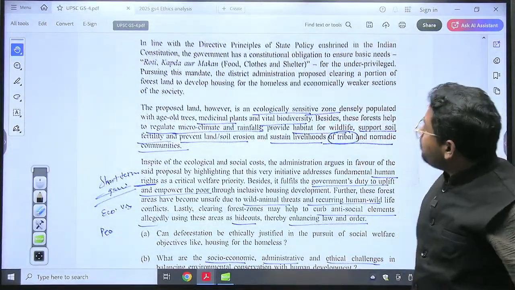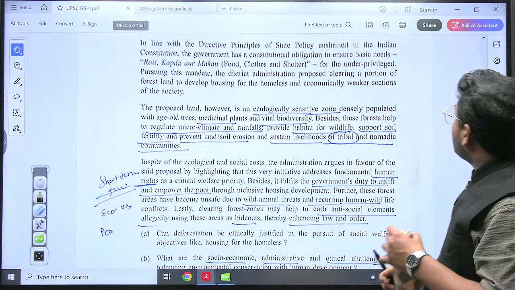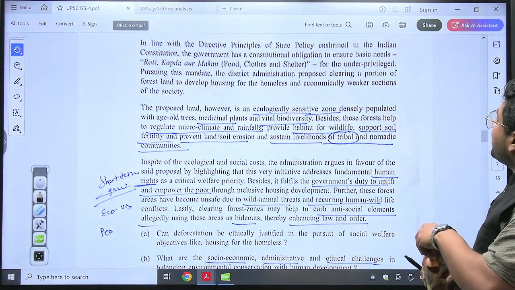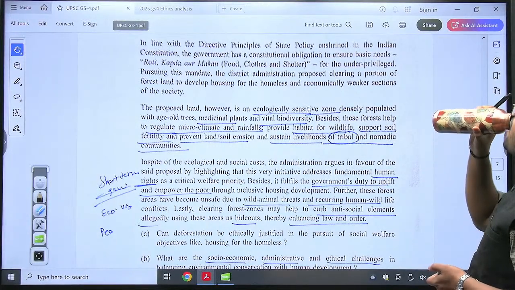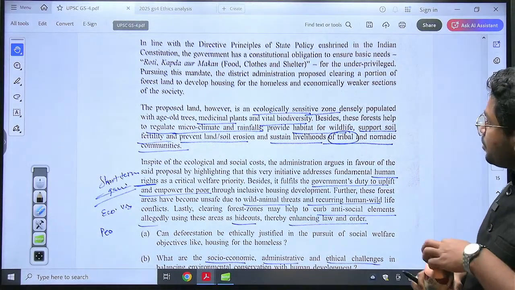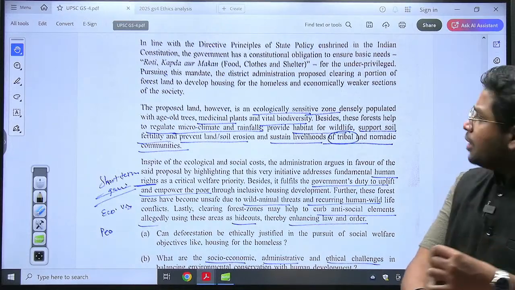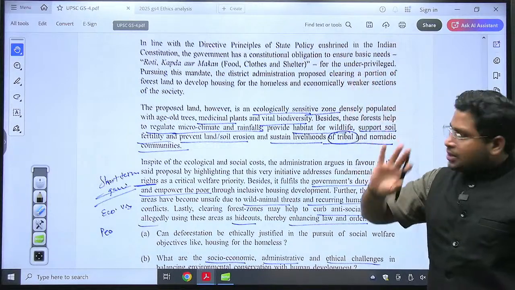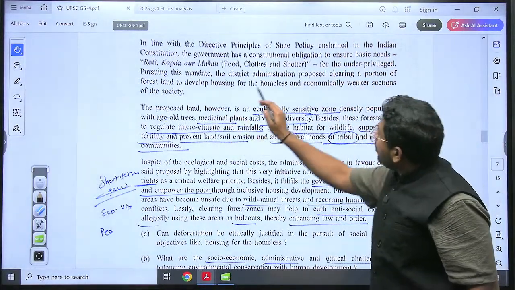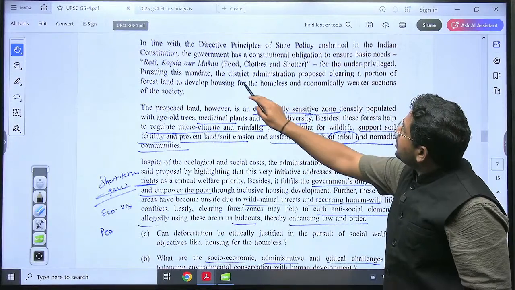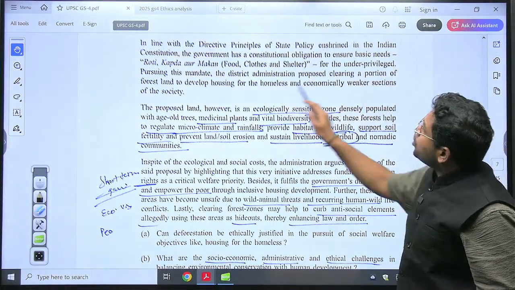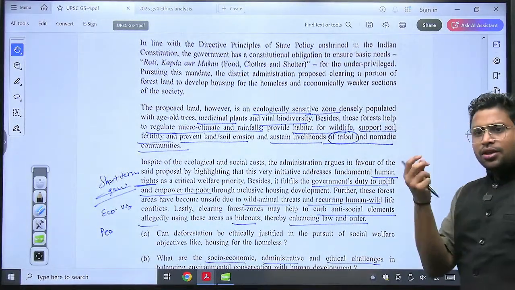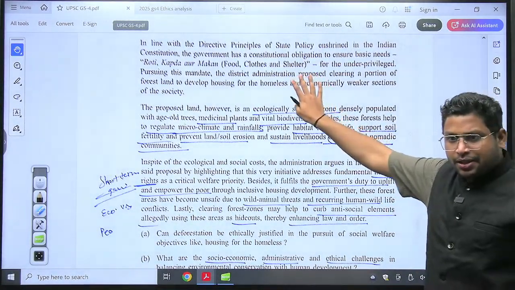In line with the directive principles of state policy enshrined in the Indian Constitution, government has a constitutional obligation to ensure basic needs. Food, clothes and shelter, roti, kapda, makan. Okay, so overall they are trying to say that DPSP articles are there. Okay. Now, for the underprivileged, the district administration proposed clearing a portion of forest land to develop housing for the homeless and economically weaker sections. Now, this is something as per DPSP that is happening, they are saying.